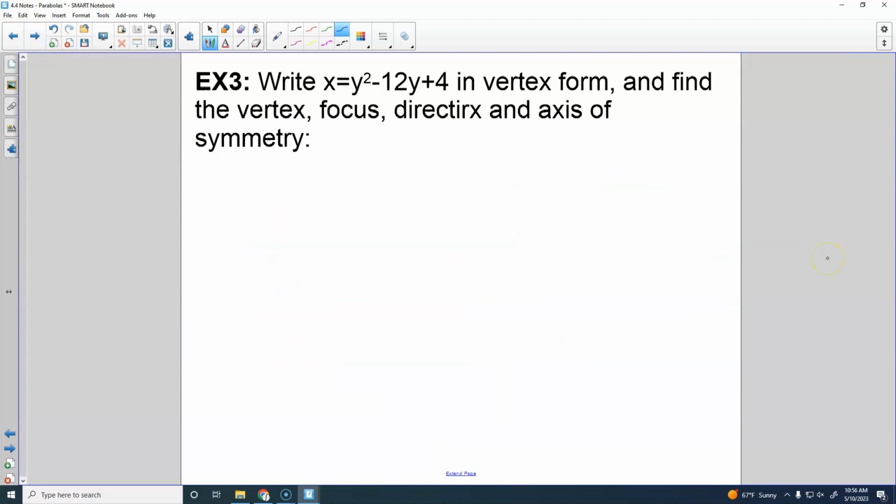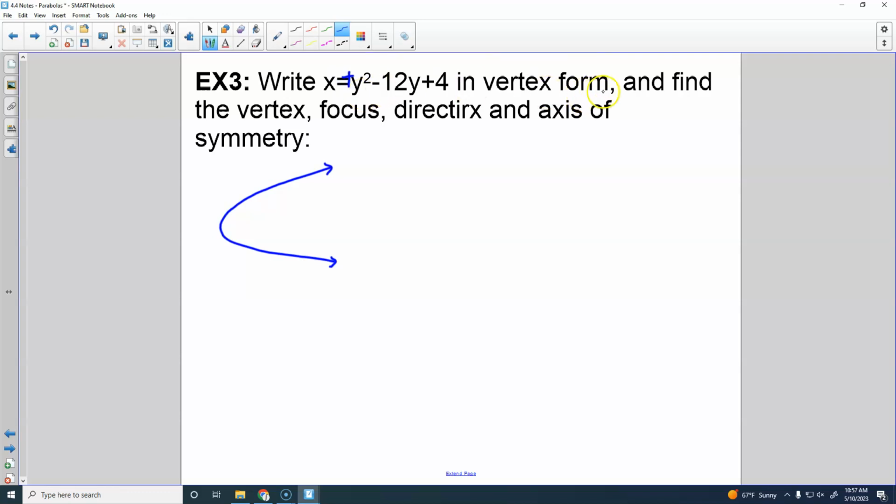All right, let's do another one that's sideways. So for example 3, we got x equals y squared minus 12y plus 4. Is this going to open up, down, left, or right? Gabby says to the right. She is correct. We know it's left or right because it's x equals, and the number in front of our y squared is positive there, so that's going to tell us to the right. Negative direction will be left for this.